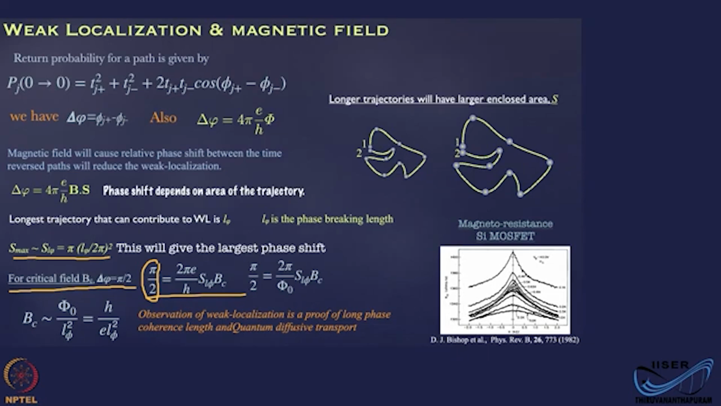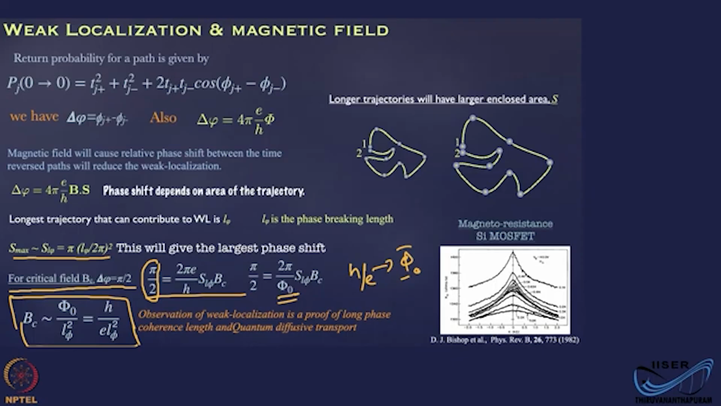Now, h by e is phi 0, the quantum of magnetic flux, and the critical field BC is defined as phi 0 divided by L phi squared, h by e L phi squared. That is how the critical field is defined.